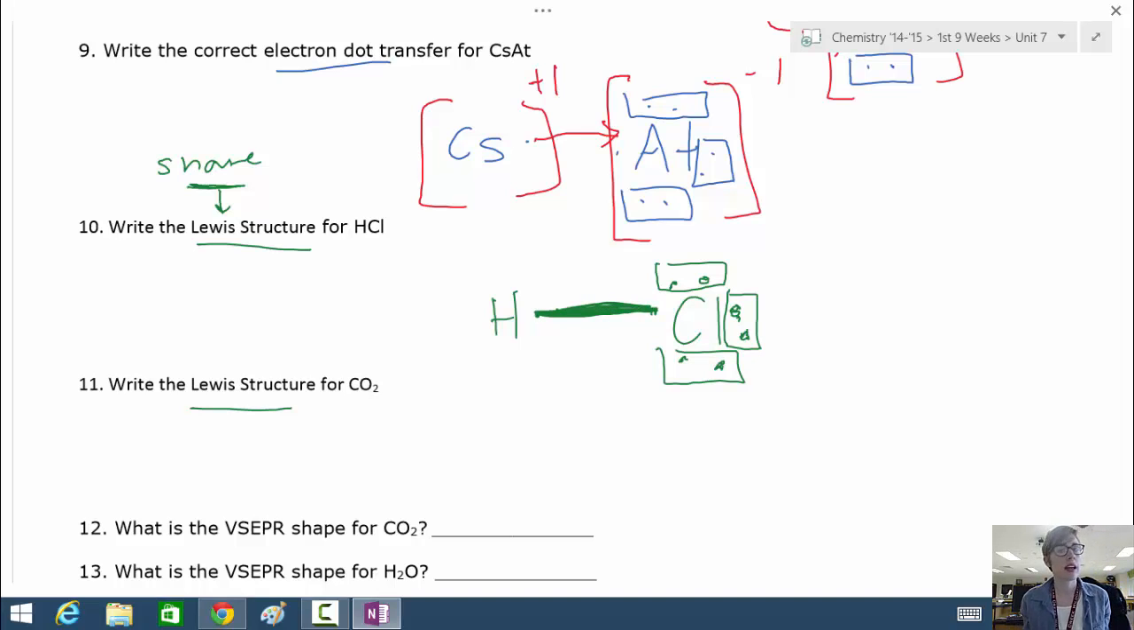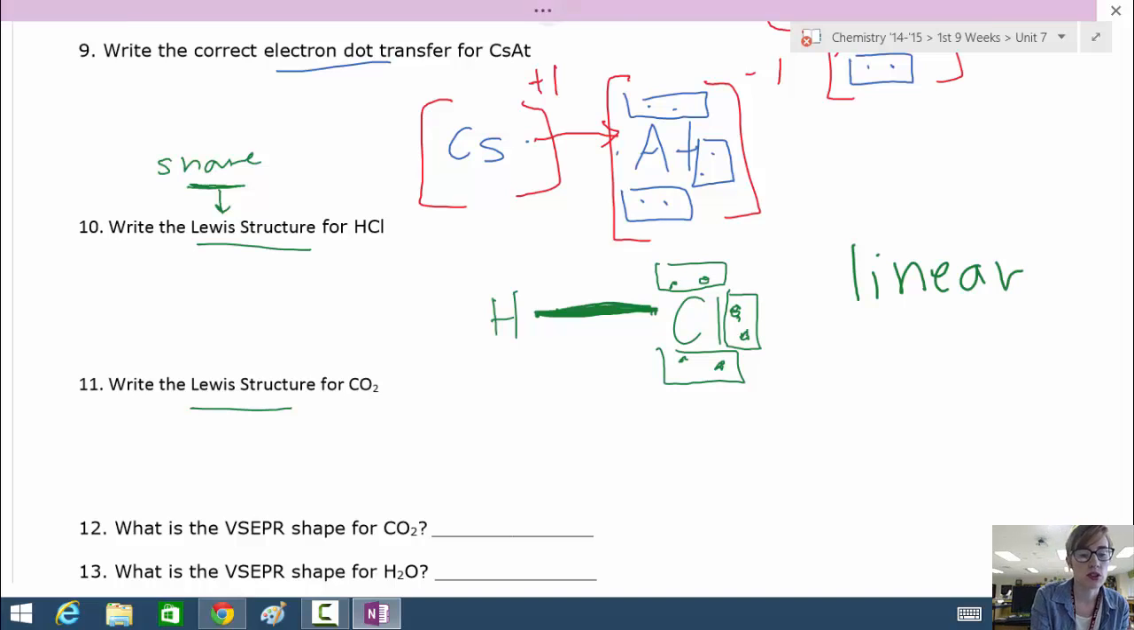Now notice this isn't an arrow. I'm not showing hydrogen's electron going to chlorine. They're actually both sharing the electron. So there's no charges and there's no brackets. This is an example of a linear model because I have 2 atoms, so it forms a line.